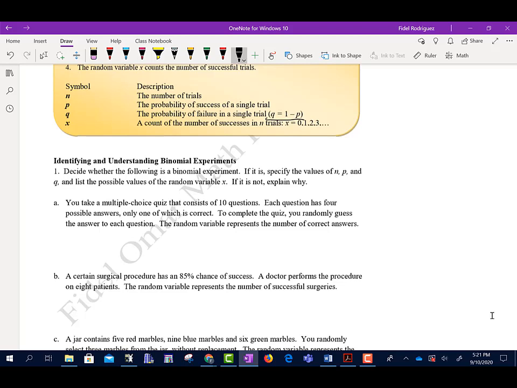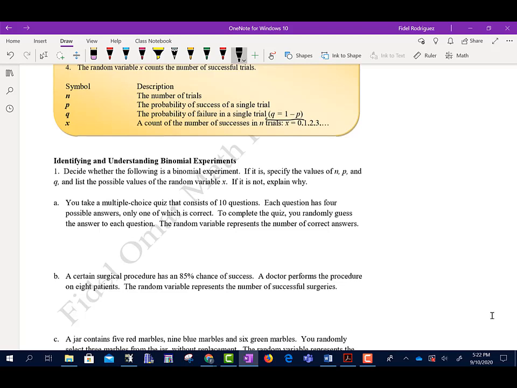Okay, so the first part here says we're going to take a multiple choice quiz that consists of 10 questions. Each question has 4 possible answers, only one of which is correct. To complete the quiz, you randomly guess to answer each question. The random variable x represents the number of correct answers.